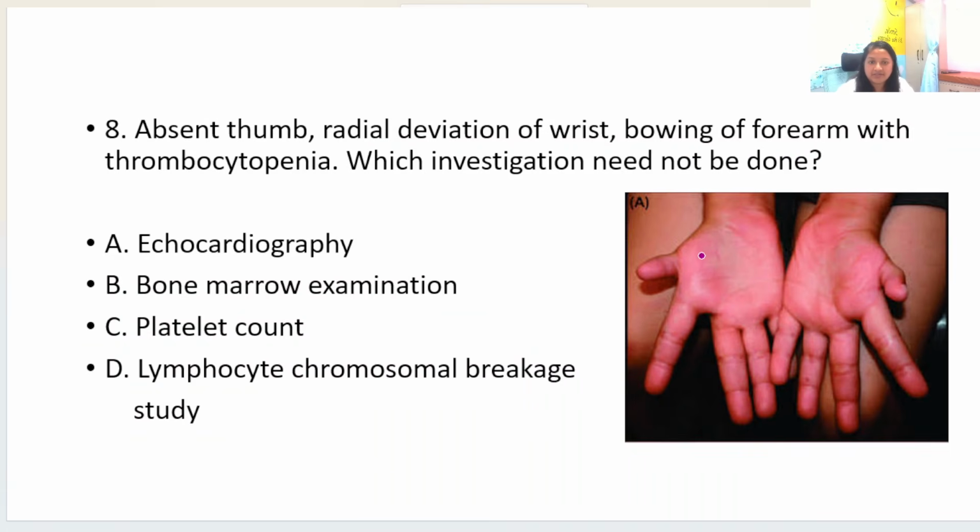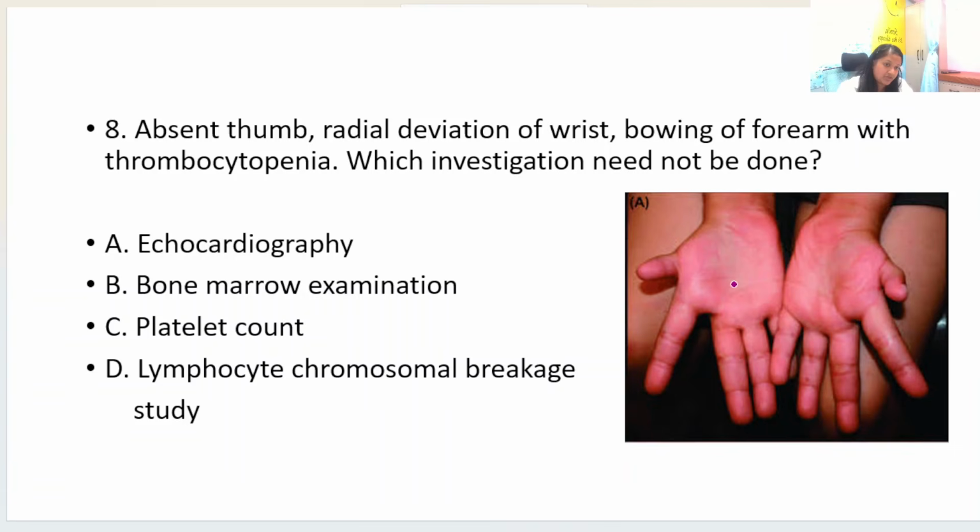Absent thumb, radial deviation of wrist, bowing of forearm with thrombocytopenia. Which investigation need not be done? Now you can see in this picture clearly, right? Hypoplastic thumb is there. There is radial deviation of the wrist, right? Which investigation?